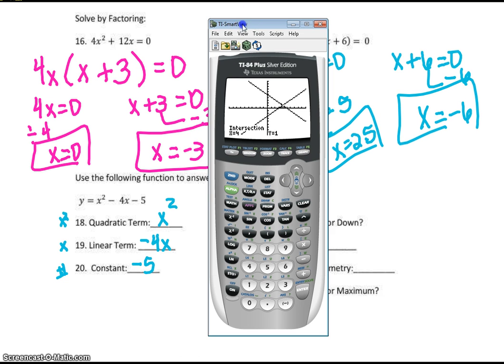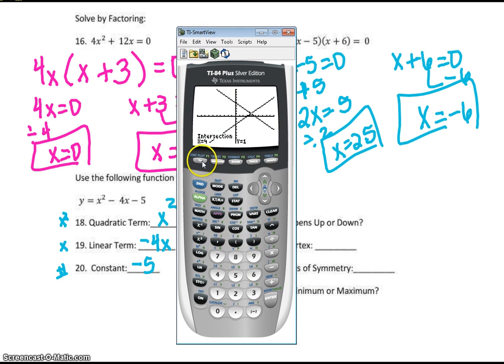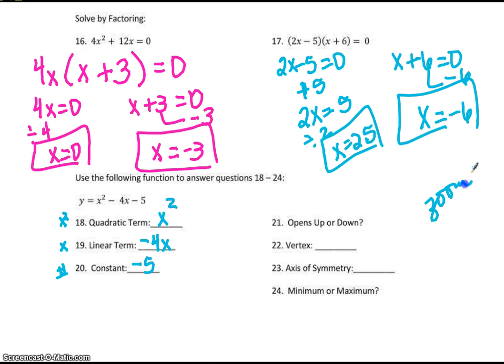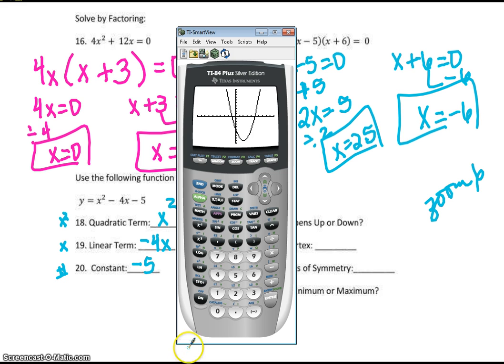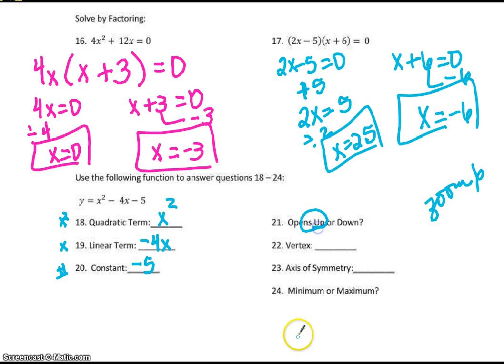They want to know, does it open up or down? So let's go to y equal, clear everything out, and put this in. We have x squared minus 4x minus 5, and just go zoom 6. Make yourself a note over here. Zoom 6. And just look at your graph. Okay, does it open up or down? The open side is up, so it opens up.